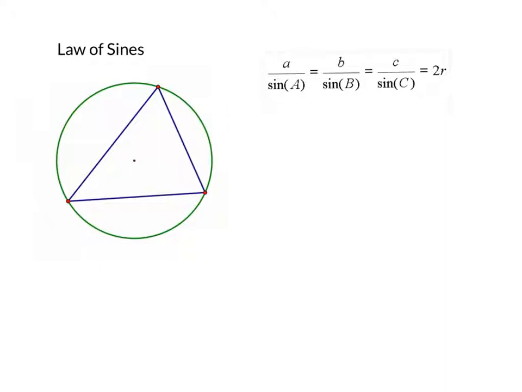And the law of sines that we saw before, a over sine A equals b over sine B equals c over sine C, actually also equals 2 times the radius of that green circle, that circumcircle. In other words, this ratio is equal to the diameter of that circle. And it's kind of a nice relationship.